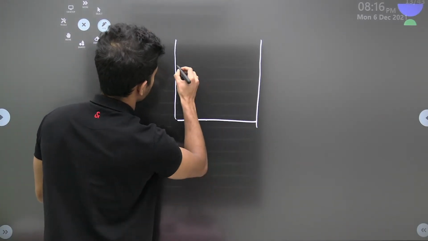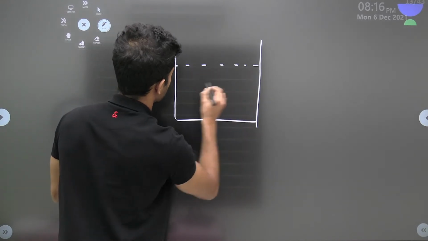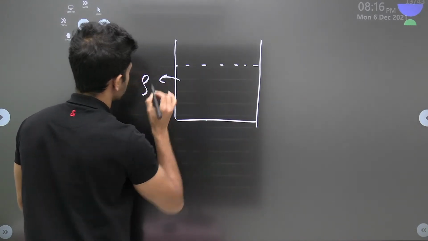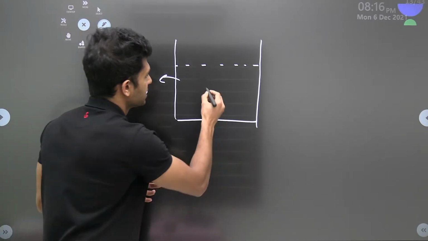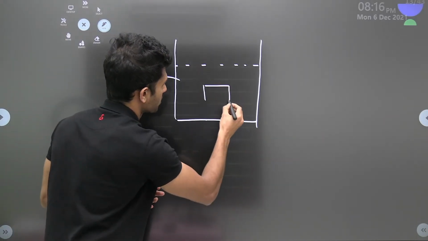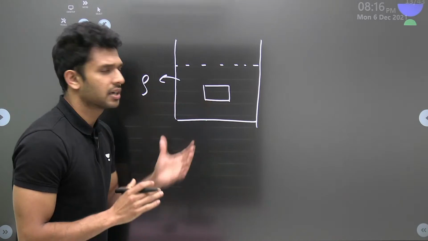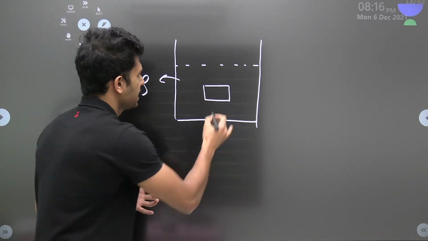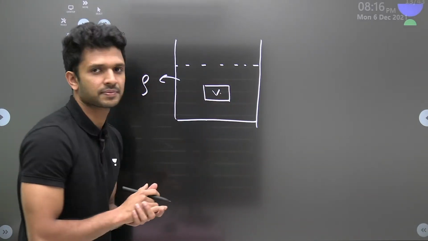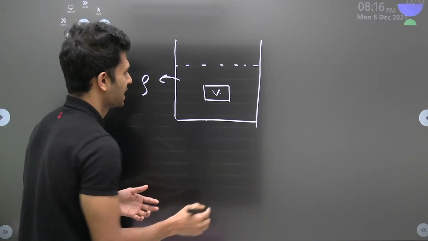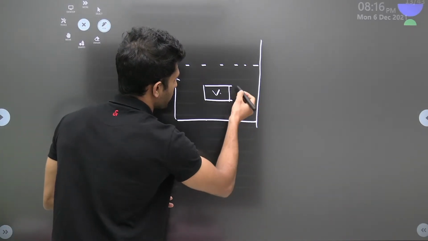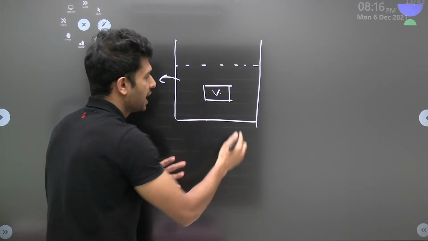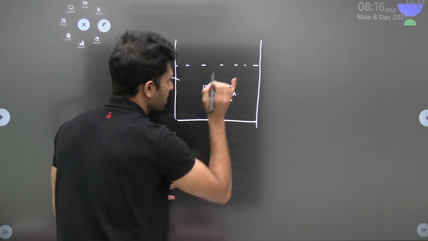Okay. Inside the beaker, there is some fluid. Let's say its density is rho. Inside this fluid, I'm going to keep a body, and it has a volume of V. Let's say this is a cube, and the sides of the cube have a value of H.